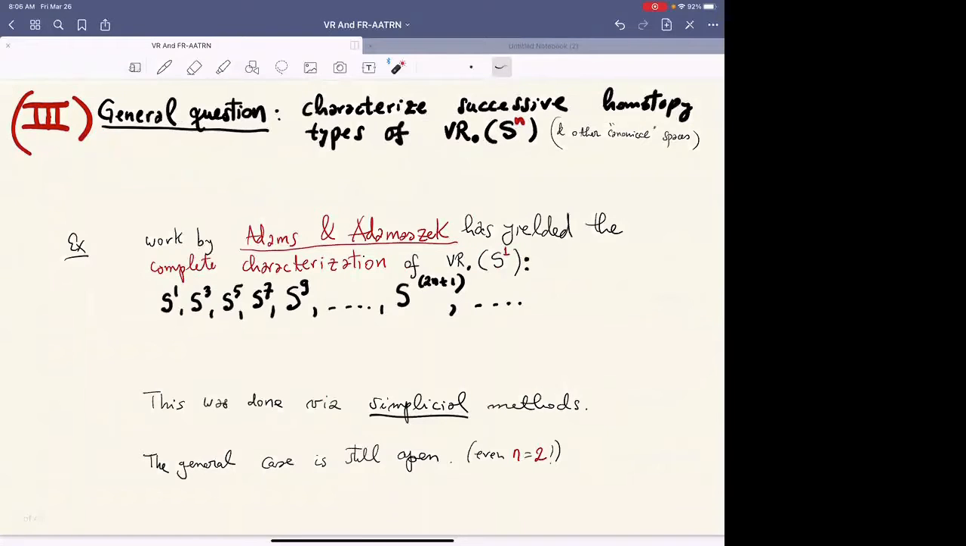And another question, the say bigger question, is how to characterize the successive homotopy types that are attained in the Vietoris-Rips filtration of, say, spheres with possibly different metrics. We could be talking about the geodesic metric, or maybe it's the L infinity metric, the L2 metric, etc. And of course, beyond spheres, we are also interested as a community in other canonical spaces like tori, etc. And I already mentioned the work done by Adams and Adamaszek about the complete characterization of the successive homotopy types of Vietoris-Rips of the circle with geodesic distance.